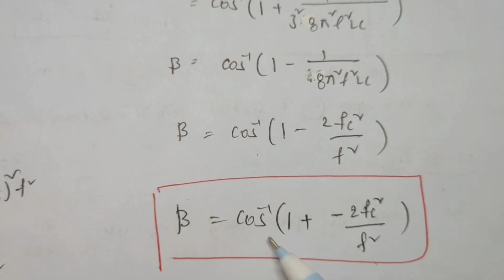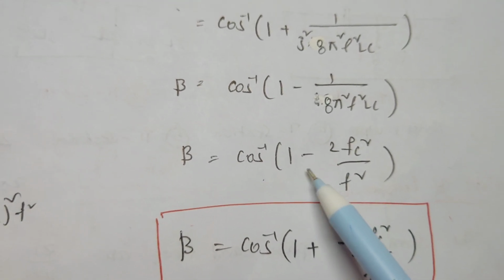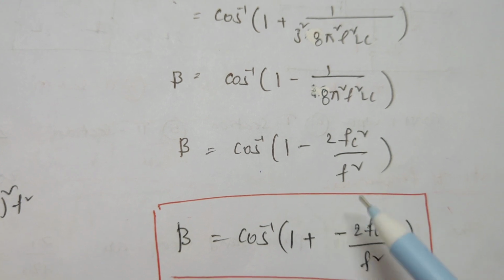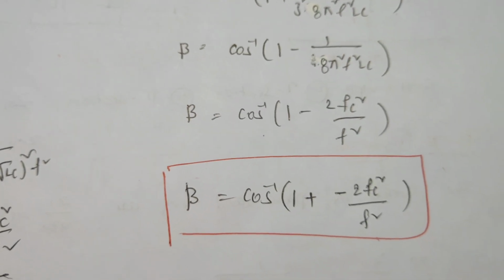Therefore beta is equal to cos inverse of 1 minus 2 fc square by f square. Okay, so this is the phase constant value.